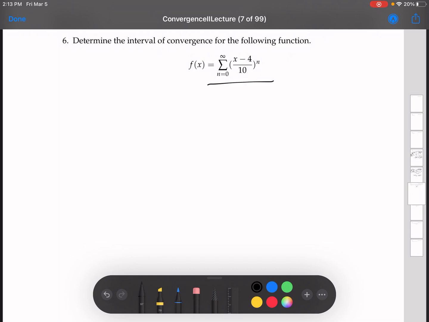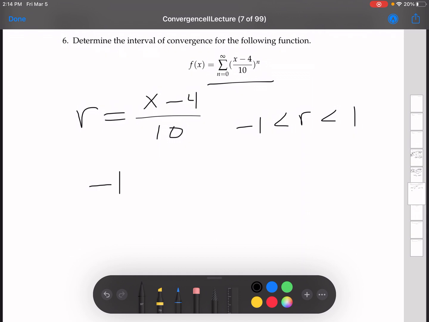is an infinite series. Notice that it is a geometric series. And in this case, r is (x minus 4) over 10. We know that geometric series converge when r is between -1 and 1. So that means that this thing converges when (x minus 4) over 10, otherwise known as r, is between -1 and 1, not including -1, not including 1.